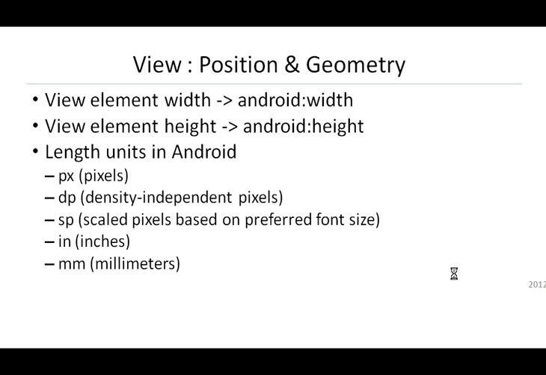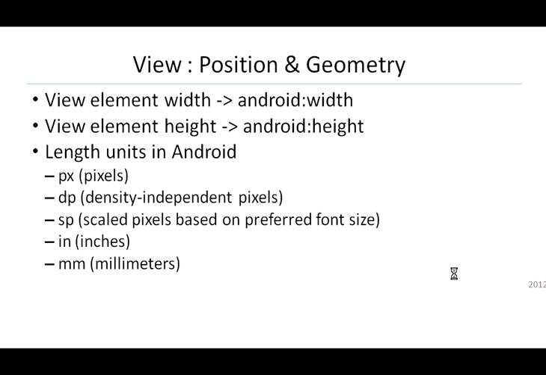Here the new terms are DP and SP. Density-independent pixel, you may wonder what DP is. DP is relative to 160 DPI screens. So 1 DP equals one physical pixel on a 160 DPI scale. This will be relative to the physical pixels of your screen. There is one equation for that: pixel equals DP times DPI divided by 160.